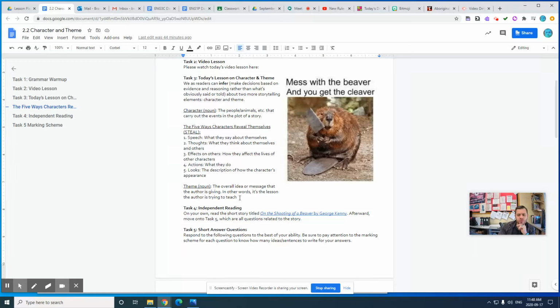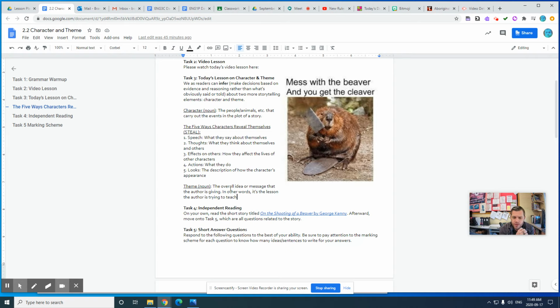Now, theme is a little trickier. For example, Beaver, that could be a character in a story. But the theme is the overall idea or message that the author is giving. In other words, it's the lesson that the author is trying to teach the reader. It is often confused with plot. Plot is what happens in a story. Theme is the why. Why is this story being told? What is it trying to teach us about life, family, other concepts like that?